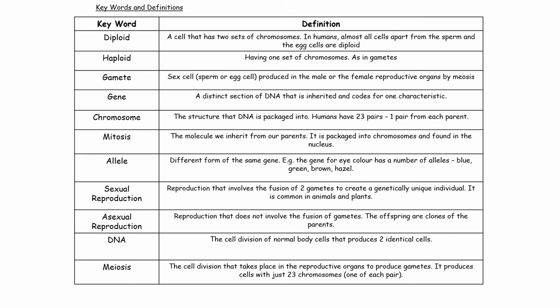Before that, here you can see some keywords and their definitions. These are the keywords: diploid, haploid, gametes, genes, chromosomes, mitosis, alleles, sexual reproduction, asexual reproduction, DNA, and meiosis. These keywords are very important, so pause the video and go through the definitions of each.